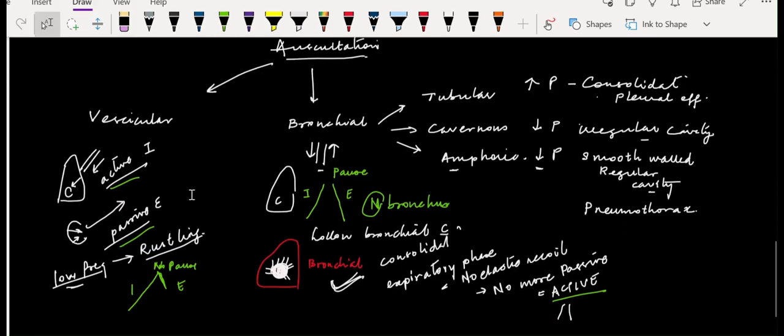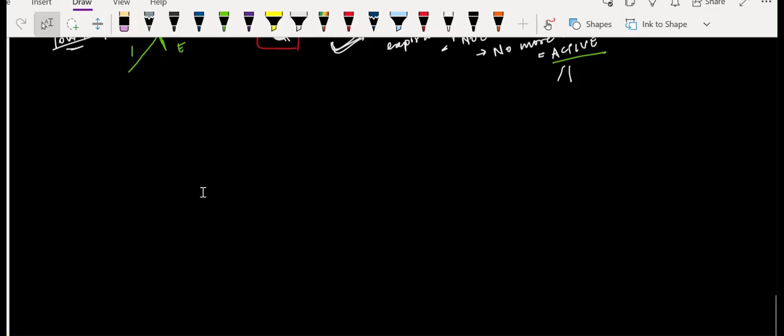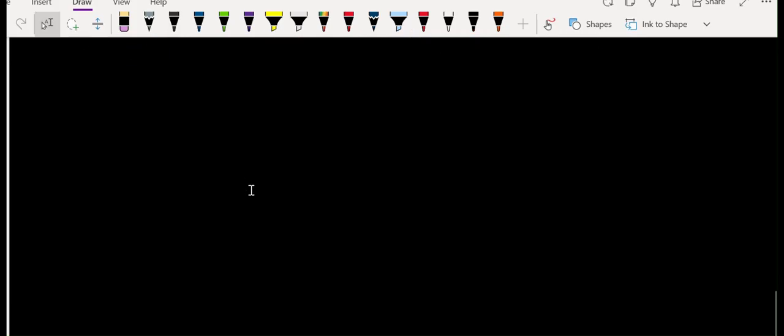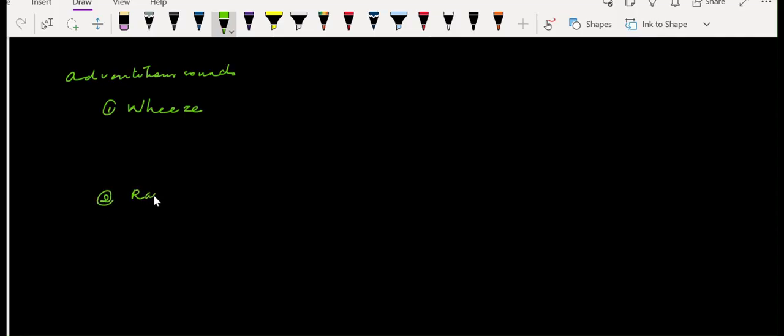What about the additional sounds? These are called your adventitious sounds. Now, what are those adventitious sounds? The number one, most important one, is wheezes. The second one is rales. Rales is also known as crepitations. So you don't forget these alternate names, because you might know what are crepitations, but then somebody asks you what are rales and you get confused. So, nothing. Rales are crepitations only.